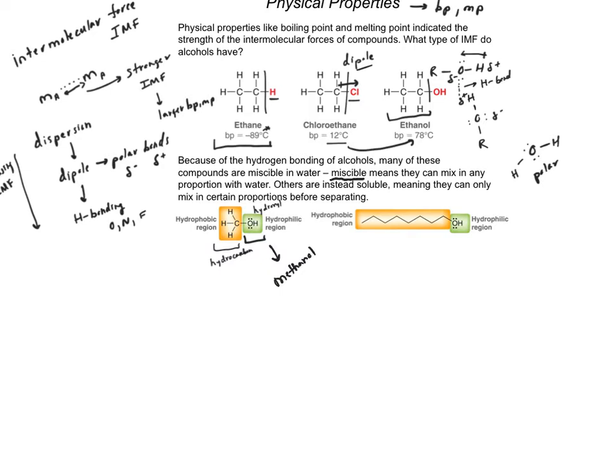Things like methanol, ethanol, propanol, where all I'm doing here is increasing the hydrocarbon chain on the hydrophobic region, all of these guys are completely miscible in water, which means that you can mix them in any proportion and not get any type of separation in layers. A really good example of that is ethanol. When we talk about alcoholic drinks, they contain ethanol, but the majority of them contain ethanol in a mixture with water.